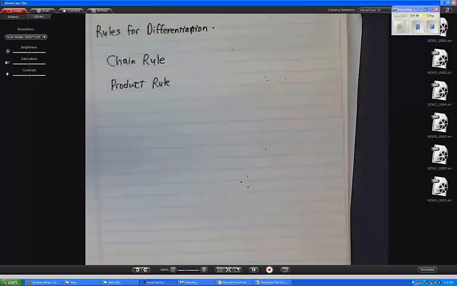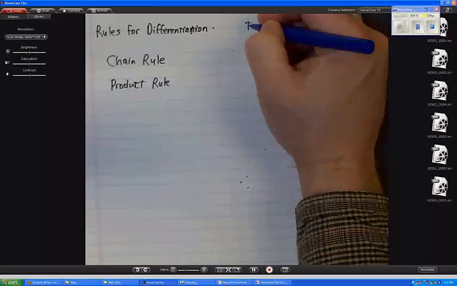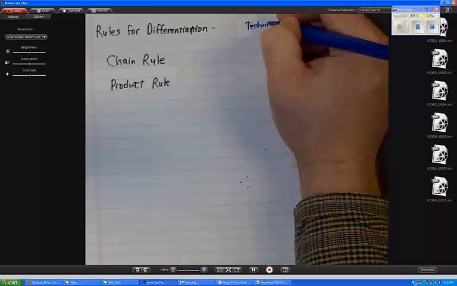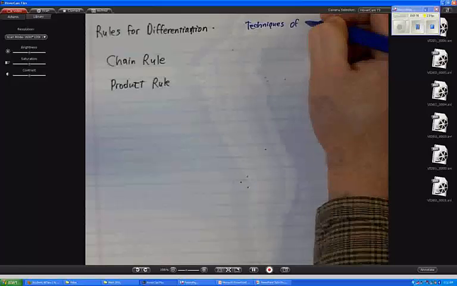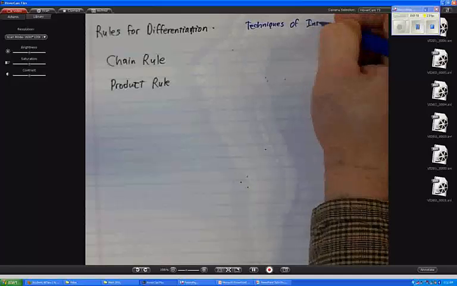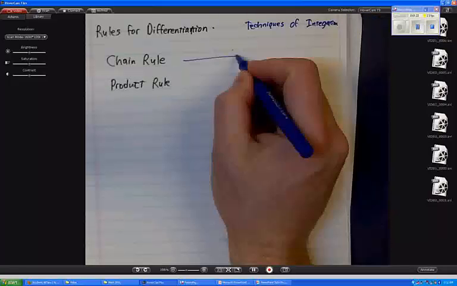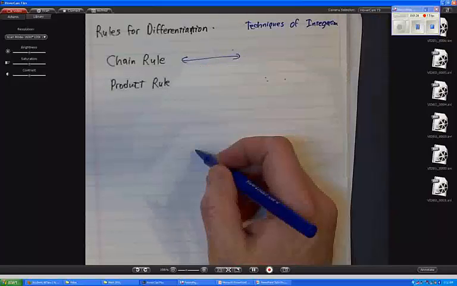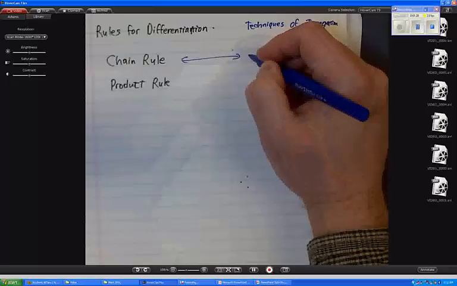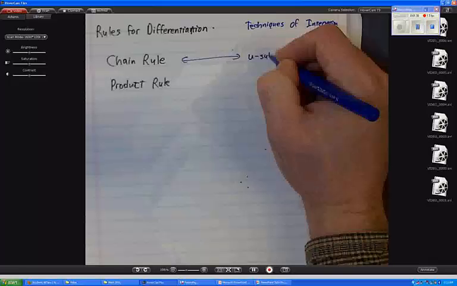Now, if you say that these are the two most important rules for differentiation, then what I would say is we're going to have some corresponding techniques of integration because it's going backwards. So today, when we start talking about the chain rule, we're going to start talking about what I call U substitution.